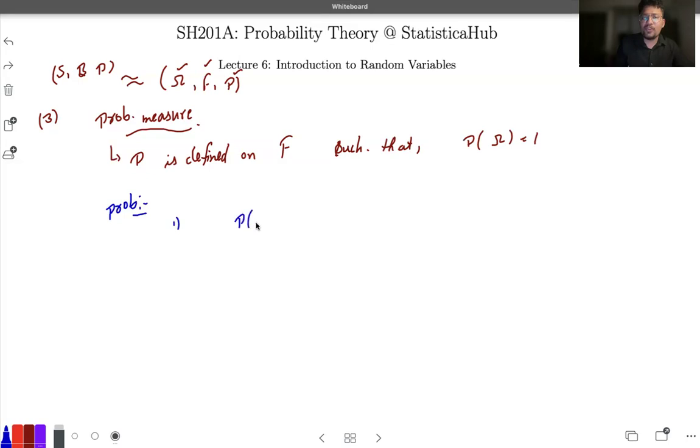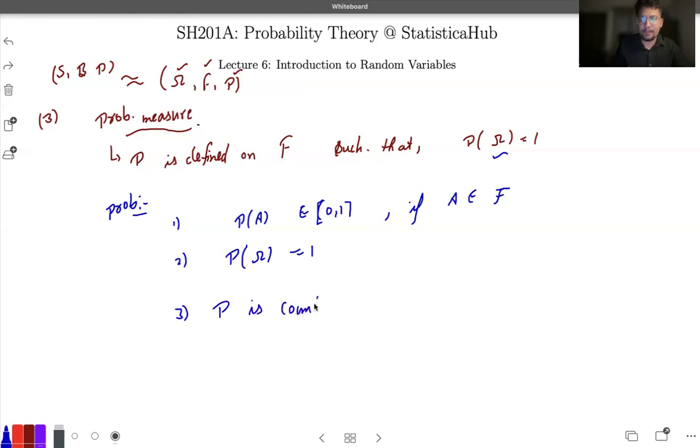The probability of any event must be between 0 and 1, both inclusive, if A belongs to the sigma algebra. Moving ahead, the second property that we already wrote: the probability of omega will be equal to 1. And the third property is that P is countably additive.